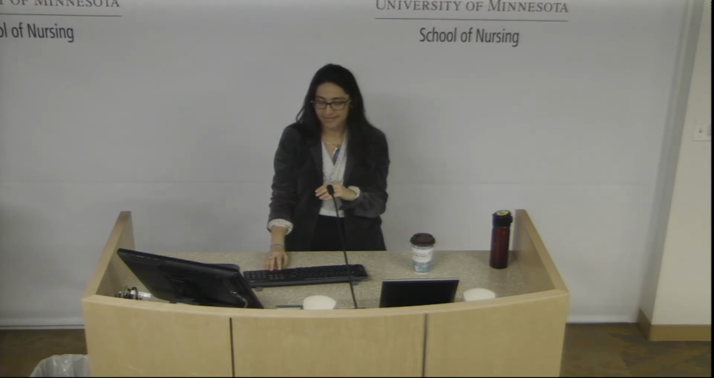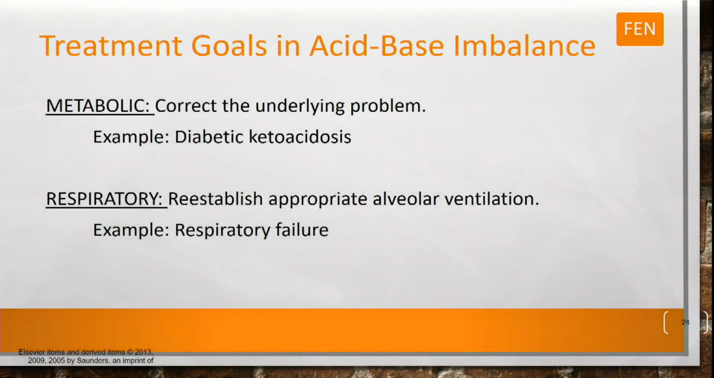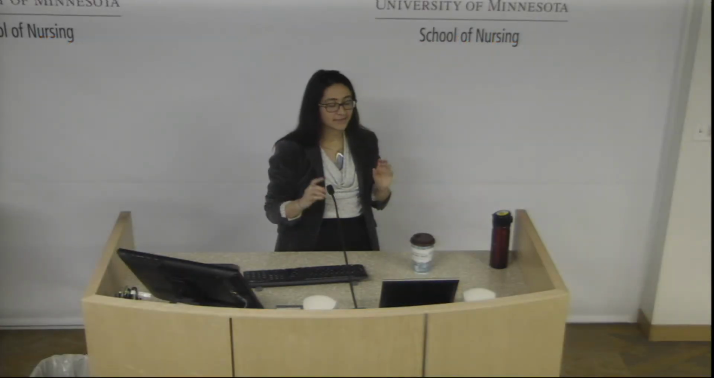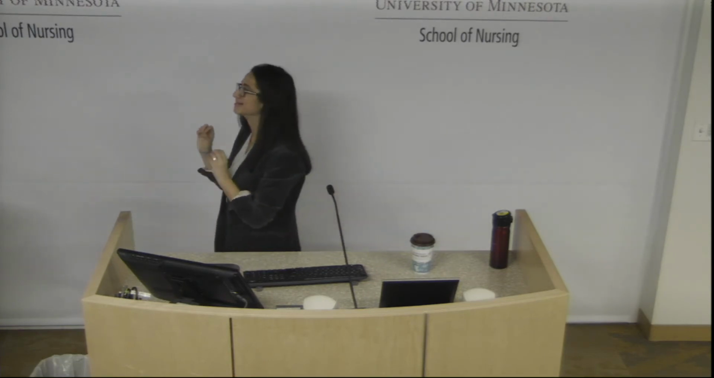The bottom line is to correct the underlying issue. If you correct the underlying issue, or you manage the ingestion, or you manage the diabetes, the acid and base balance gets better. Does that make sense? The other thing to mention is that the acid and base balance can affect the way the electrolytes are in the blood.